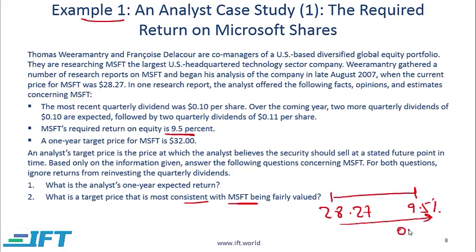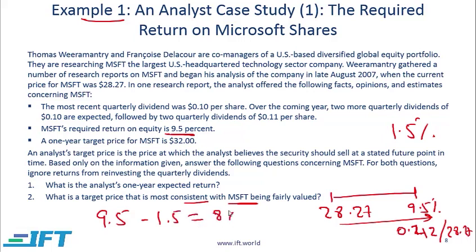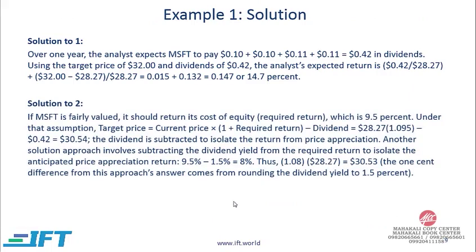If we look at the dividend yield, that is 0.42 divided by 28.27. When you do the calculation, you will note that the dividend return is 1.36%. 9.5%, which means that the capital gain is 9.5% minus 1.5%, which is 8%. So this number 28.27 will increase at 8%. And when you do the calculation, you notice that the expected value at the end of the year, assuming Microsoft is fairly valued, is 30.53.